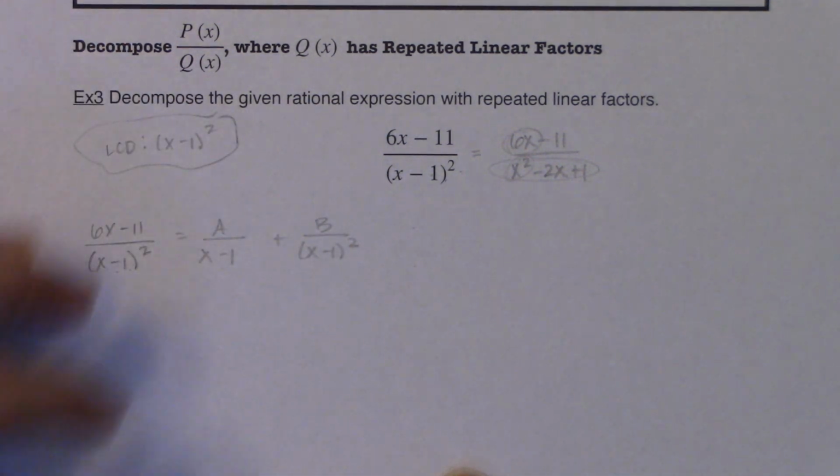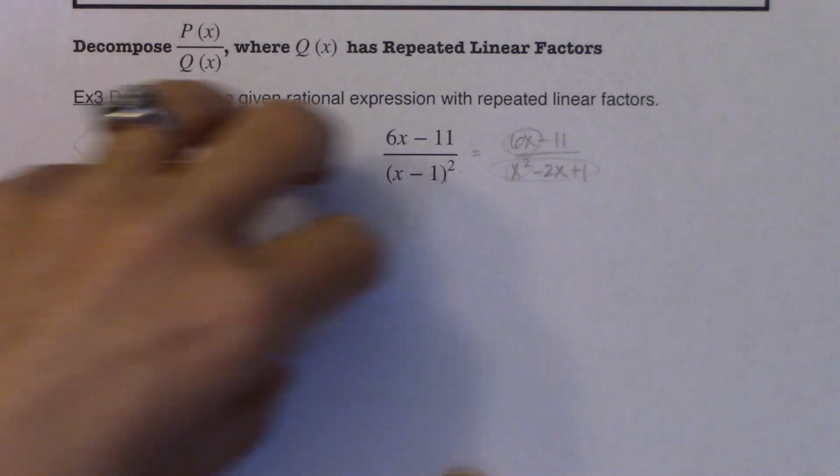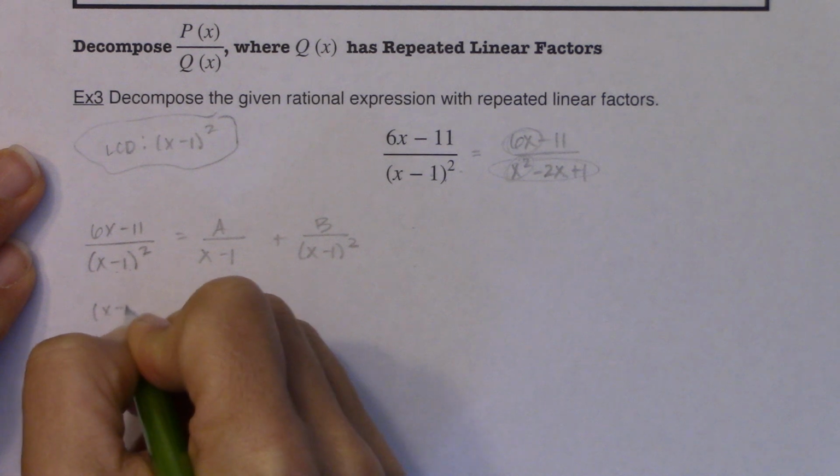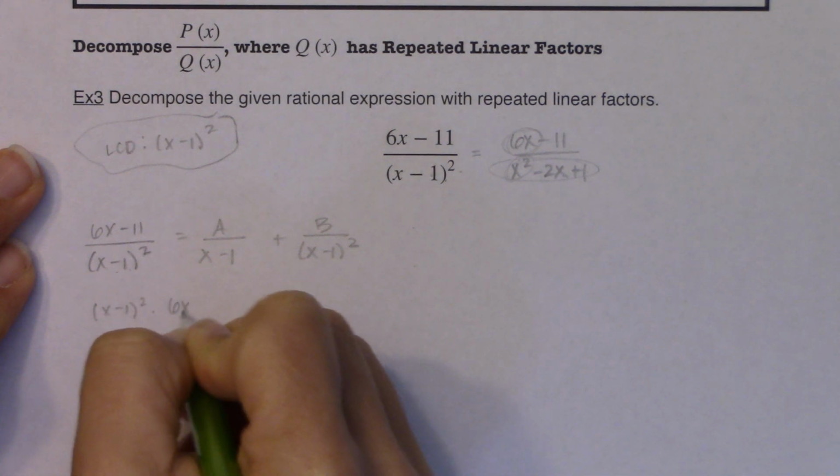I'm going to distribute. And if we multiply the same term to the left as right, I get to keep the equal sign. So let me start to write this out. LCD times the left side.